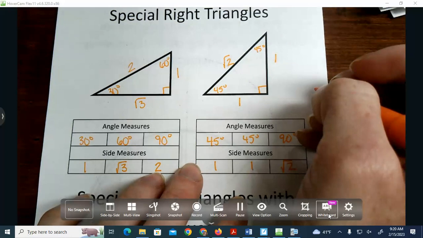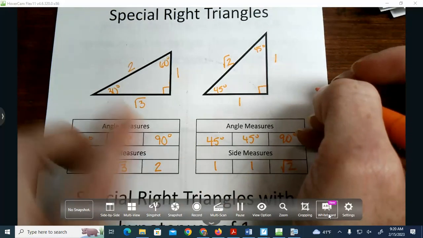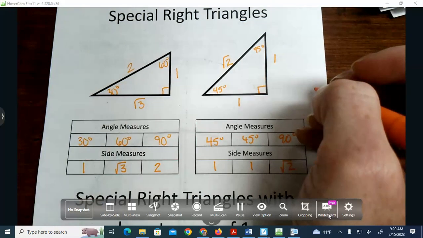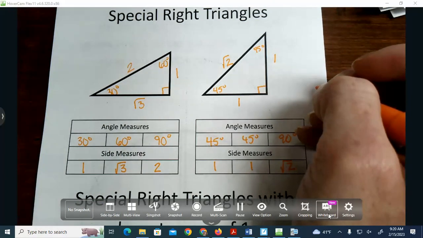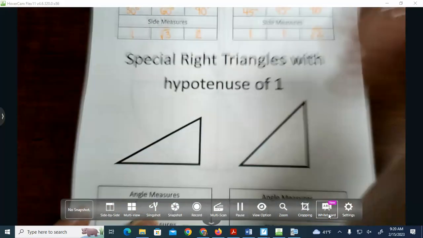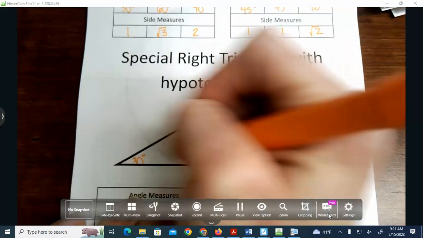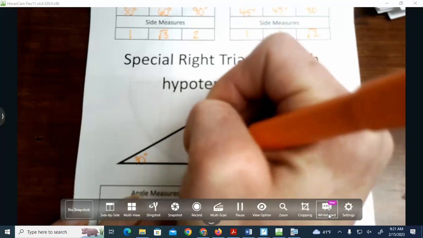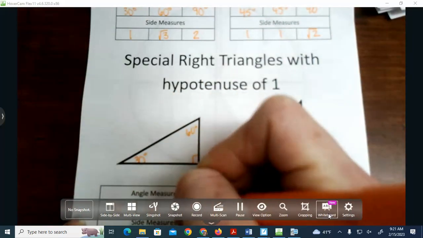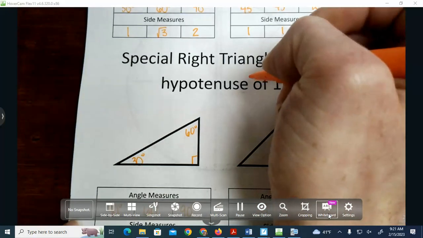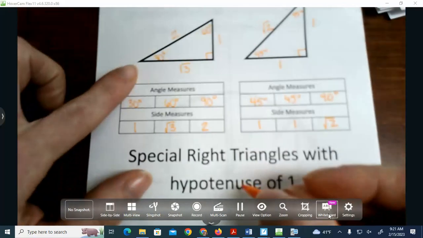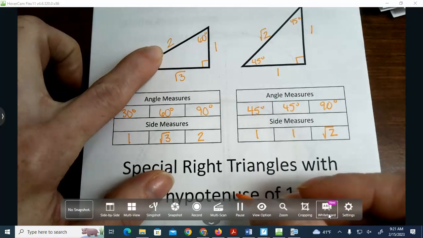Now what I want to do is take these and adjust them so that the hypotenuse is 1. Okay, we know that similar triangles, the angles don't change and the sides are proportional. So if I'm still looking at the 30, 60, 90 triangle, my angles won't change. If I want to change the hypotenuse to be 1, what do I have to do to the original hypotenuse to turn that into a 1?